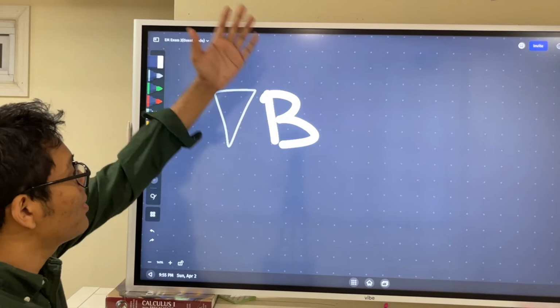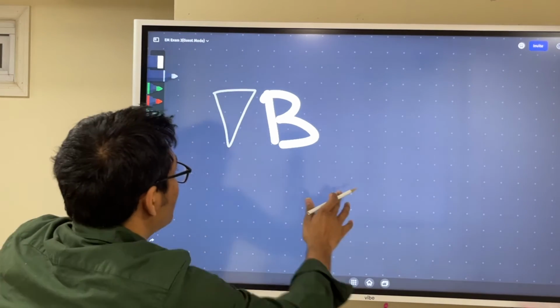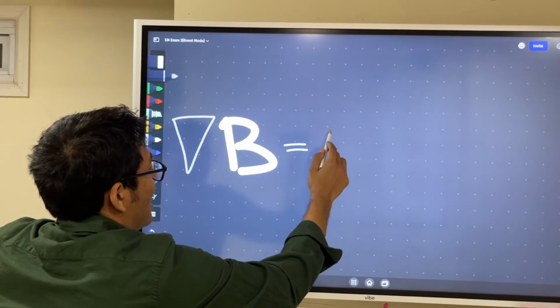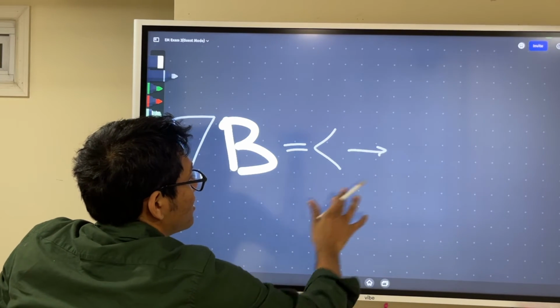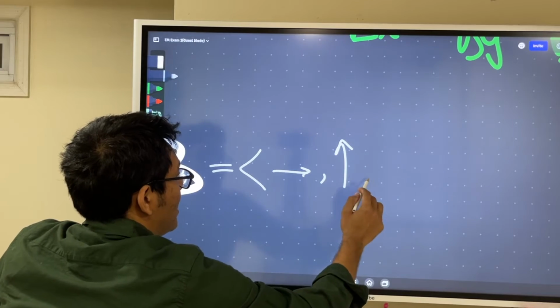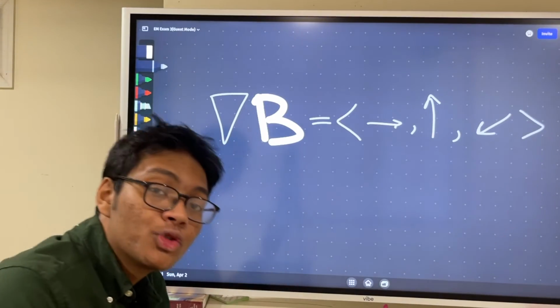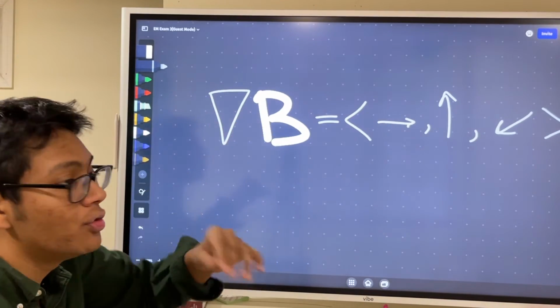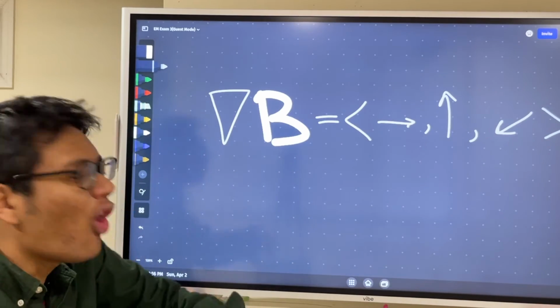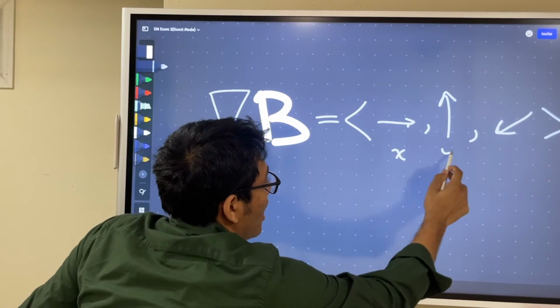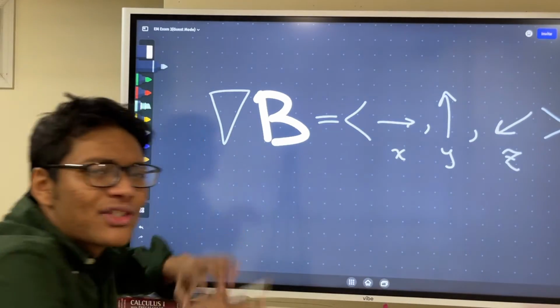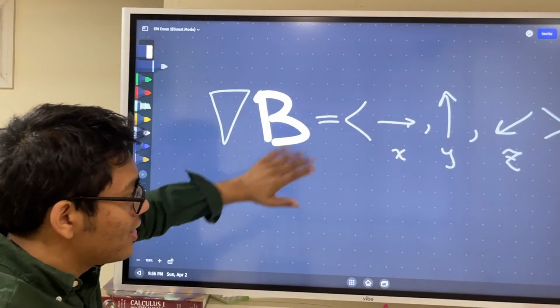So I can straight up apply the Nabla operator to a function, and that would tell me how much the function changes in the x, the y, and the z directions. All that tells me is how much that function changes in the x, y, and z directions. Okay, that's all it's saying. Nothing fancy.